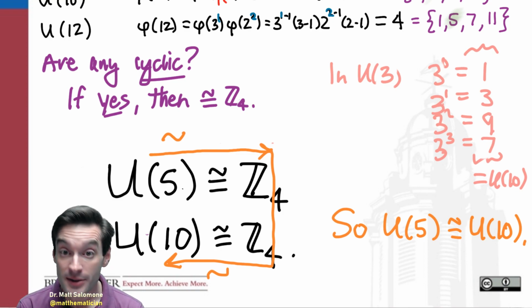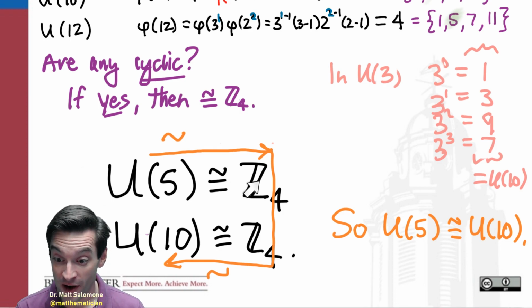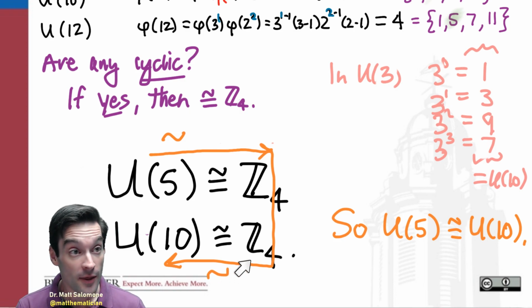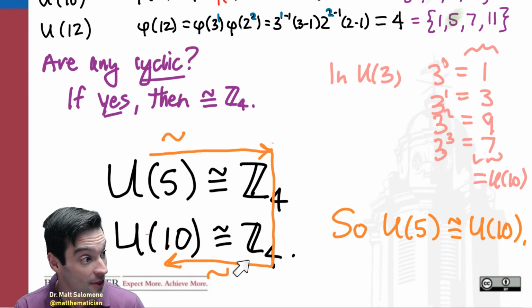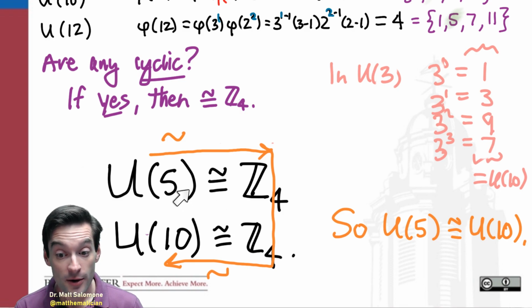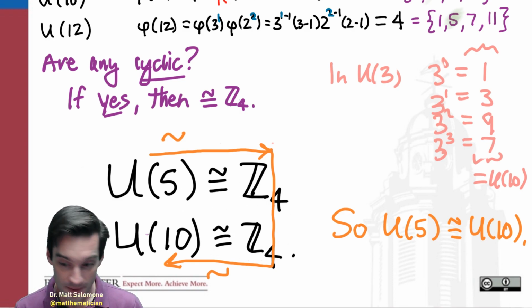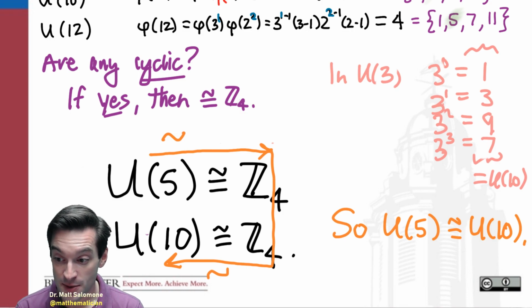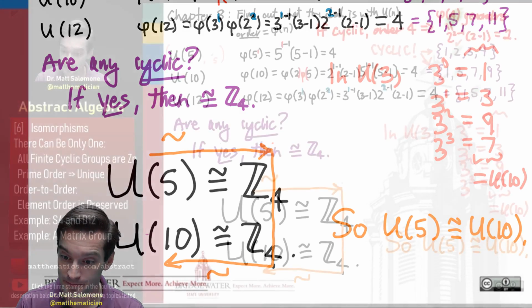The theorem says there exists an isomorphism from U5 to Z4 because we showed that U5 is cyclic. And that there exists an isomorphism from U10 to Z4 because we showed that U10 was cyclic. And therefore, by the transitive property of isomorphism, there is an isomorphism from U5 to U10. It's gotten by composing this isomorphism with the inverse of that one. So U5 is isomorphic to U10 for that reason.